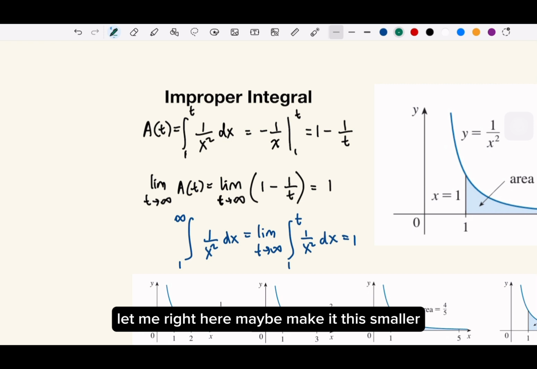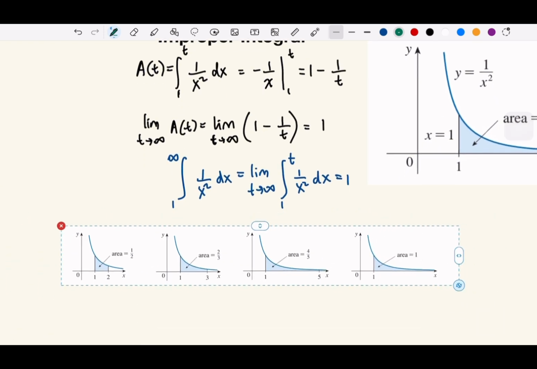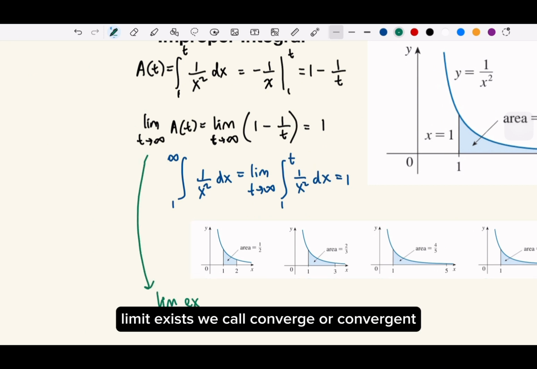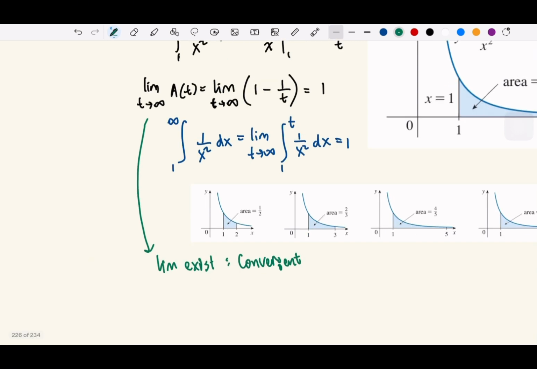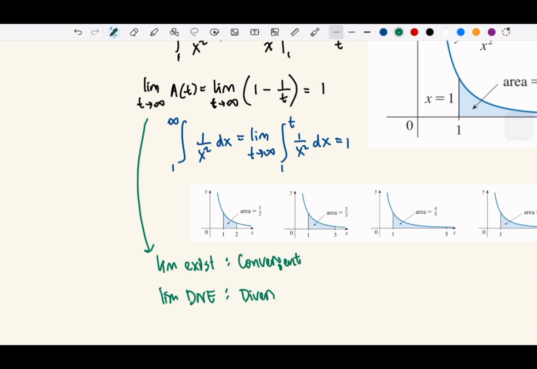Let me write here, maybe make it smaller. If the limit exists, we call it converge or convergent. If the limit doesn't exist, this will be divergent.